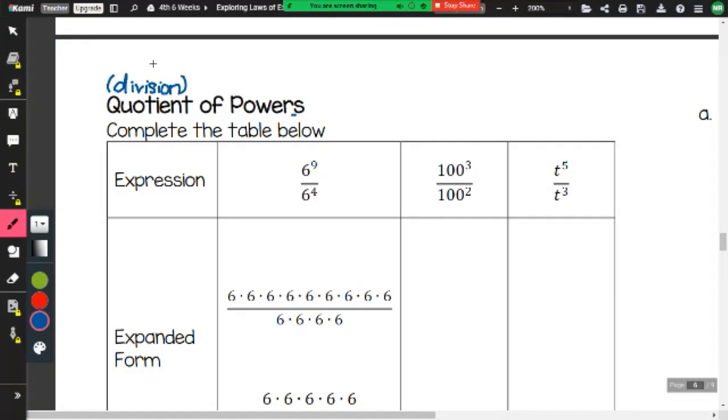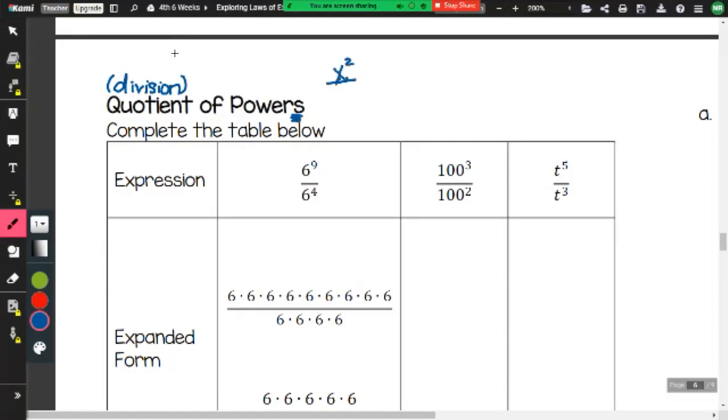I'm over here questioning how I'm spelling. Division of powers. Wow, that line is so crooked. Let me see. There we go. That's better.